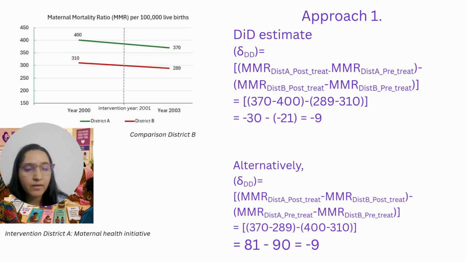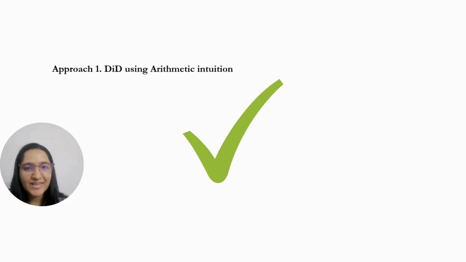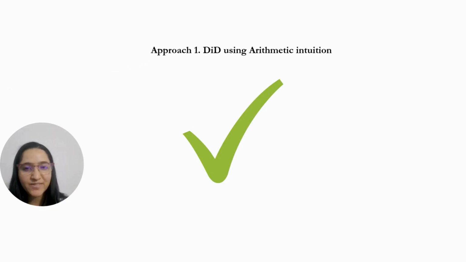And the resulting estimate is again the same, it's -9. And what does this -9 mean? The MMR decreased by an additional 9 deaths per 100,000 live births in the intervention district compared to the decrease that was observed in the comparison district. So let's clear the first approach.